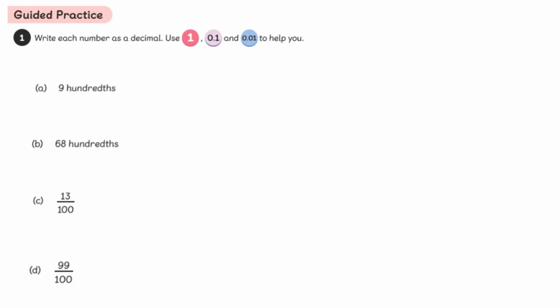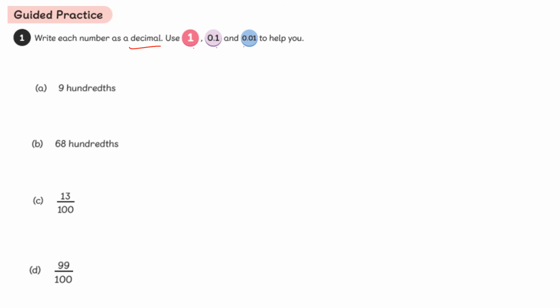Now here is a chance for you to have some guided practice of what we've just been learning. So I want you to have a look at this question 1. It says, write each number as a decimal. Now you can use a ones, a tenths, or a hundredths counter to help you. So if it works that it's easier for you to draw the counters out like we've been doing in the previous questions, please do that as well.